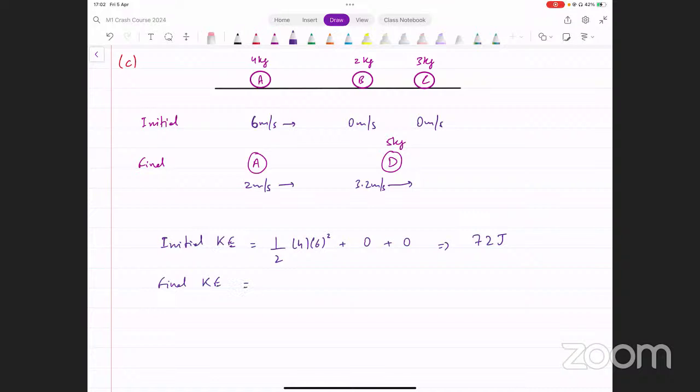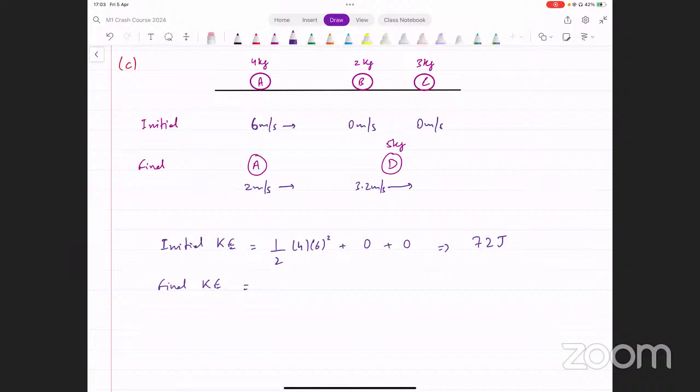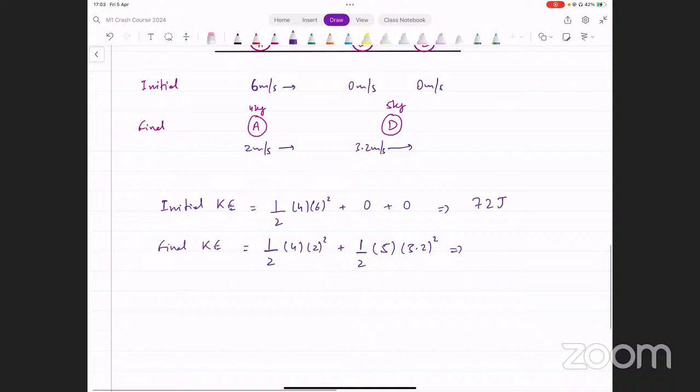Then what about the final kinetic energy? What happens at the very end? At the end, what's the kinetic energy of A? Remember what the mass of A was? Mass of A was 4 kilograms. Kinetic energy of A is half into mass, which is 4, into 2 squared, plus kinetic energy of B and C. There are no B and C anymore. There's only D. What's the kinetic energy of D? It's half into 5 into speed, which is 3.2 squared. And that's going to give you the final kinetic energy. What's that? Anybody tell me what that value is? Final kinetic energy. Okay, so this turns out to be 33.6 joules. This is the final kinetic energy.